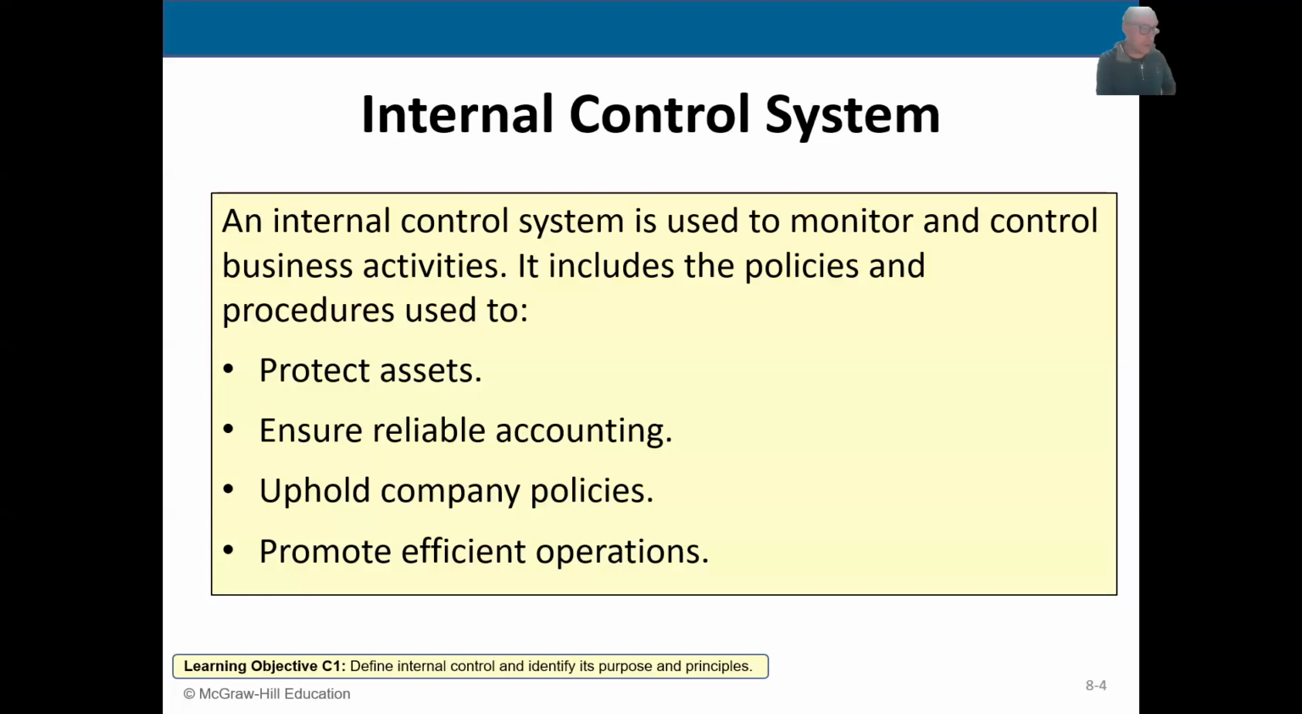Okay? We protect our assets. Remember, assets are things that the company owns, like cash, accounts receivable, inventory, property, plant, and equipment. We need to protect those assets. And we do that using a system of internal controls. This system of internal controls helps us to make sure that our accounting is reliable and accurate. It helps us to make sure that our policies for the company are upheld, and the internal controls also help us to promote efficient operations.